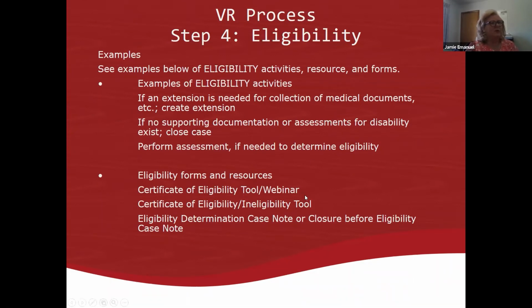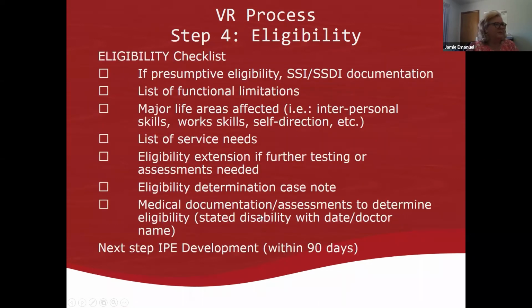I'm not sure what each program has as far as policy in keeping cases open, but in my own personal experience, I feel like it's important to go ahead and close out that case. If the consumer wants to return with additional documentation, or if you can help them with additional assessments, then you could reopen the case. And then the eligibility checklist: we want to make sure if there's a presumptive eligibility, you want to make sure you have that SSI and SSDI documentation in the case file.